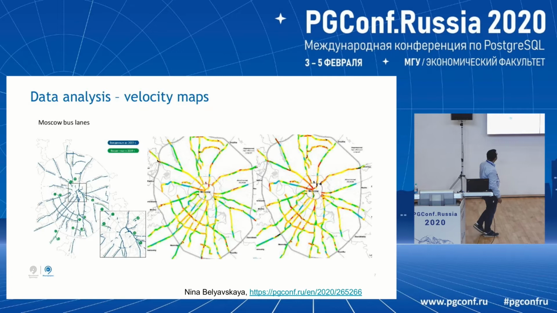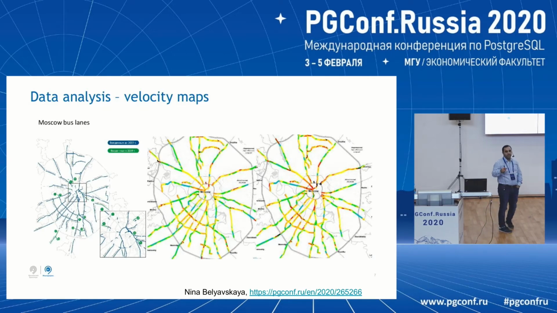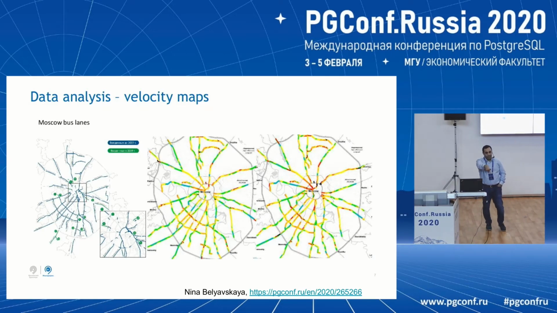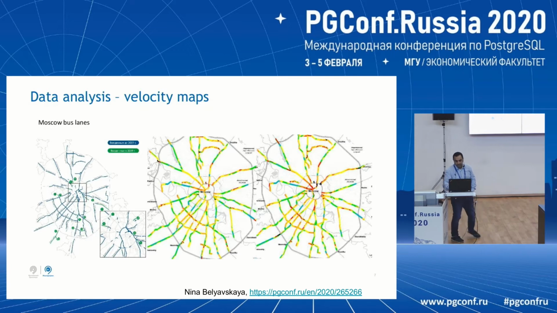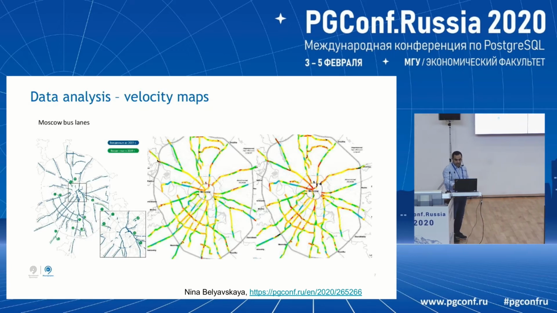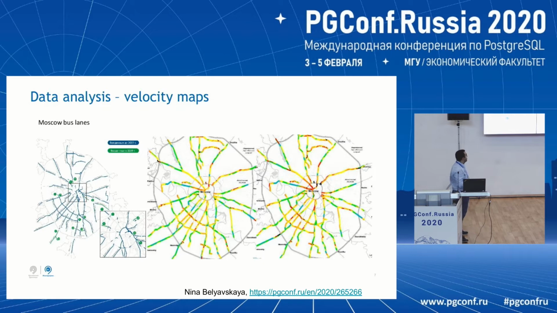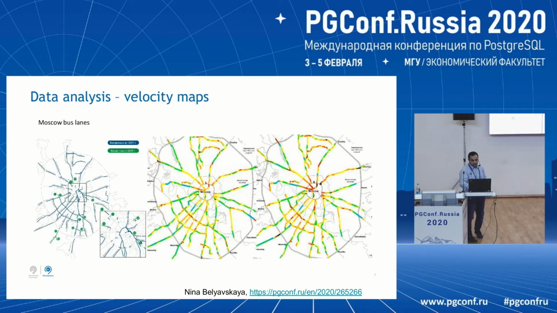This is a nice use case by Nina. It's going to be the next talk here. So it's an interesting work that she did using the Moscow public transport data, creating these velocity maps using MobilityDB in the back end.